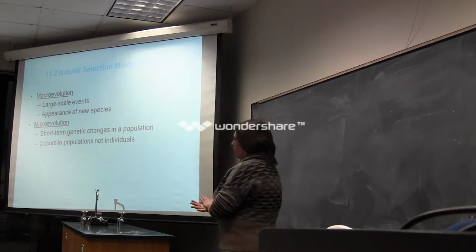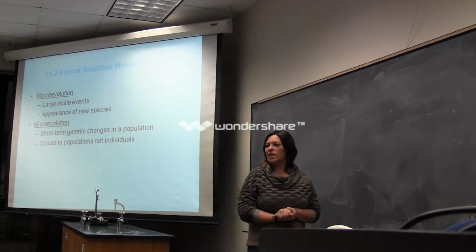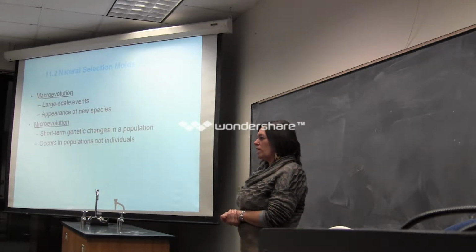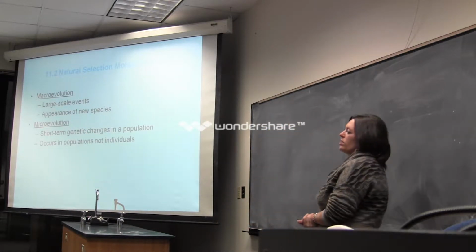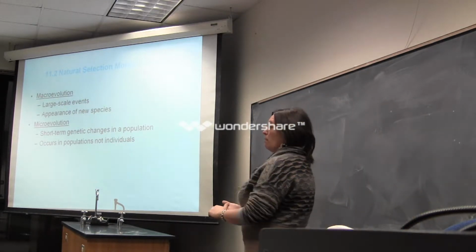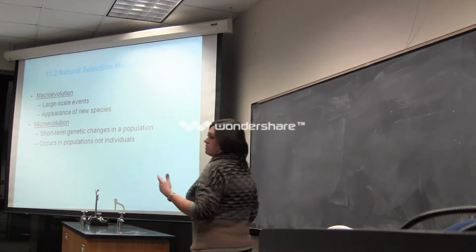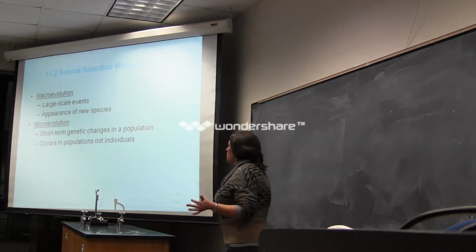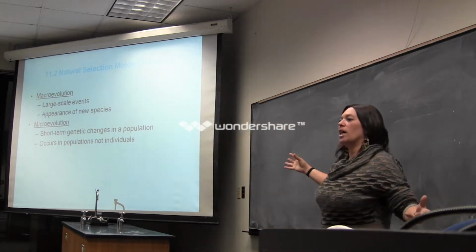Okay, so now that we've established the theory of natural selection, now we need to talk about evolution. We said that evolution is a change in allele frequencies. So remember, alleles are different versions of genes, right? And so different allele frequencies are what lead to evolution. And there are two types of evolution: macroevolution and microevolution. Macro means large or big in Latin. And so macroevolution is based on the appearance of new species and these long drawn-out, large-scale events.